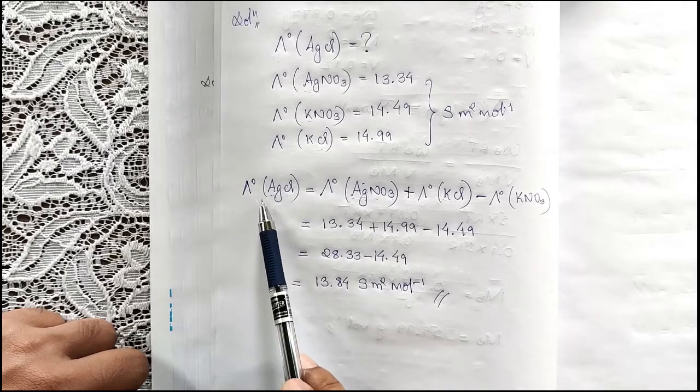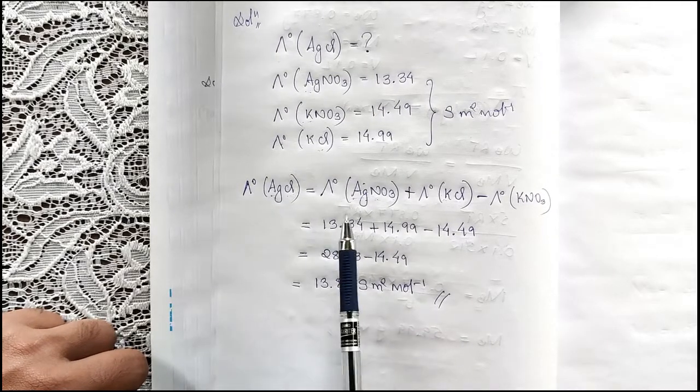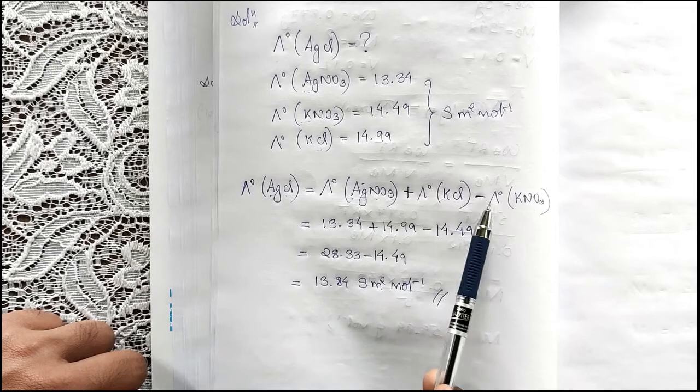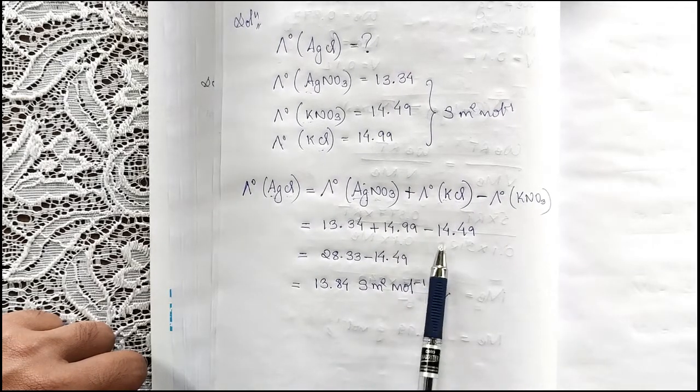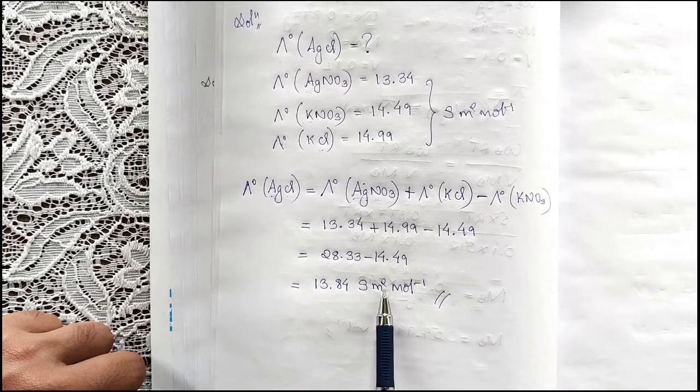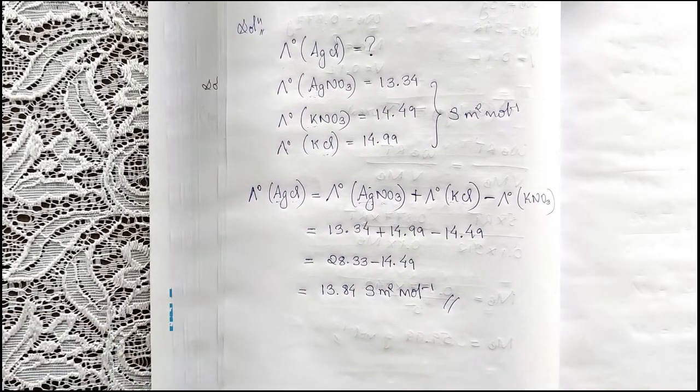So since we are supposed to find molar conductivity of AgCl, it is AgNO3 plus KCl minus KNO3. So you'll write down the numbers, add them, subtract, and you'll get the answer. I hope you understand numericals.